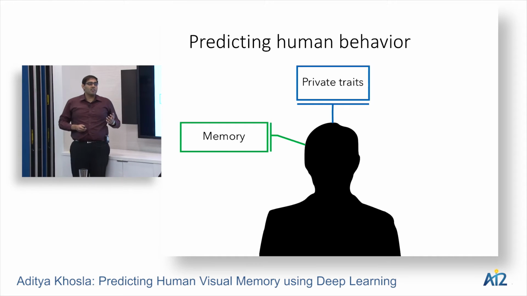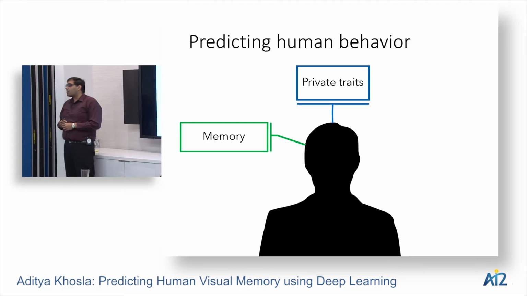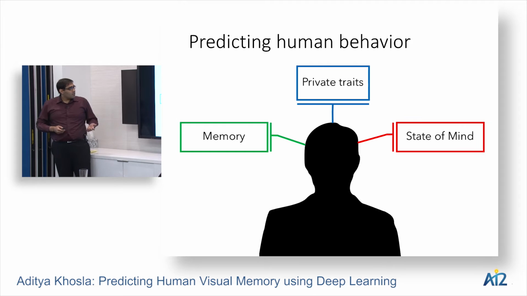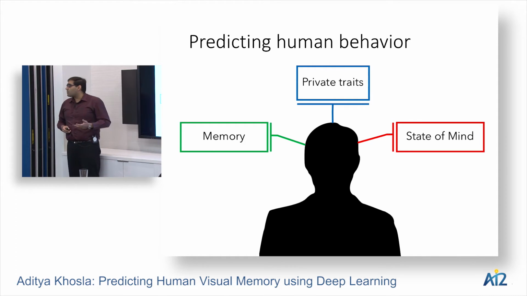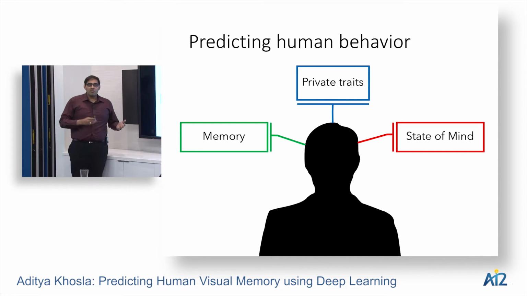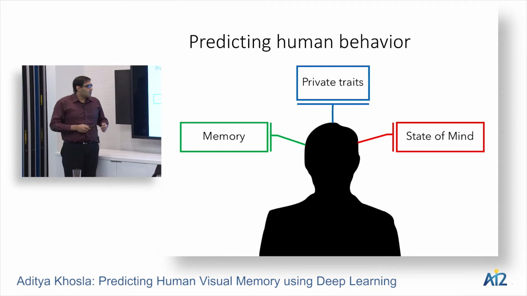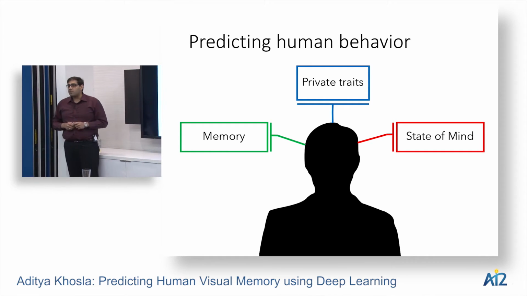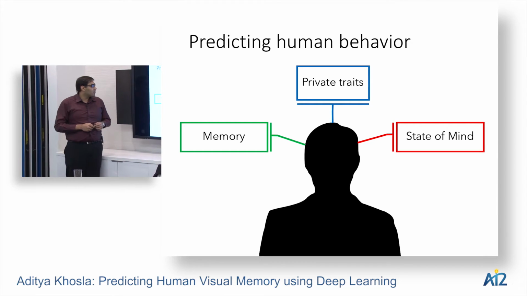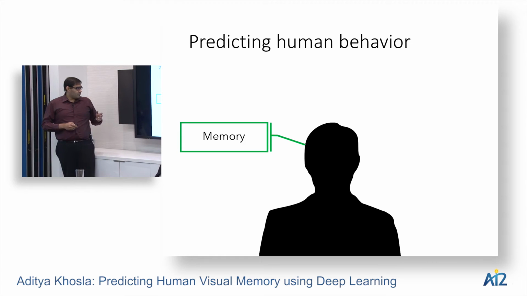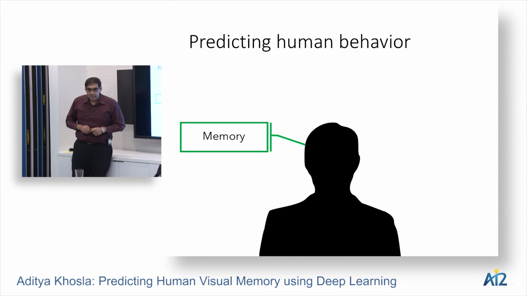Secondly, can we predict private traits? So can we use images to tell something about someone? For example, can we tell their personality? Can we tell their political inclination? Thirdly, can we predict someone's state of mind just by looking at them? So can we tell if someone is normal, thinking, drugged, drunk, maybe specify which drug, and so on, just by looking at an image of them? Today, most of my talk is going to be focused on memory. So let me begin by talking about that.